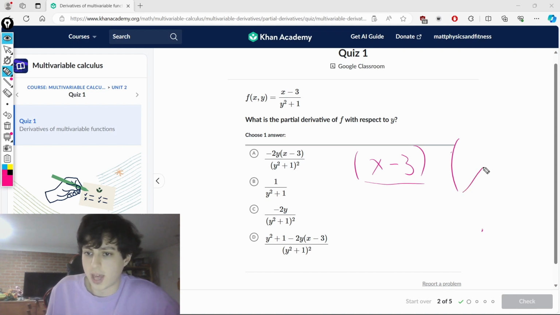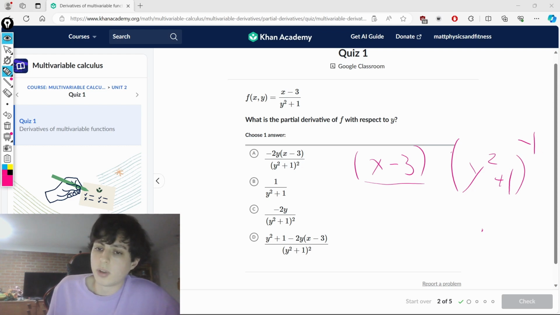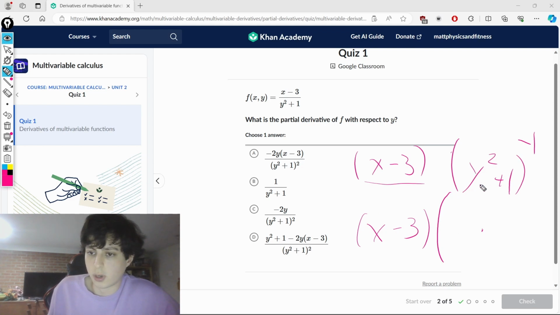And let's multiply that by the function y squared plus 1 to the negative 1. Because now if this is a constant, we can keep that. All we have to do is take the derivative of this term. Now let's see. The negative would come to the front, and we would subtract 1 by this exponent, right? So that would be negative 2. Again, this whole time, we can just keep x minus 3 all as a constant. And let's just do one big parenthesis for the derivative of this term.